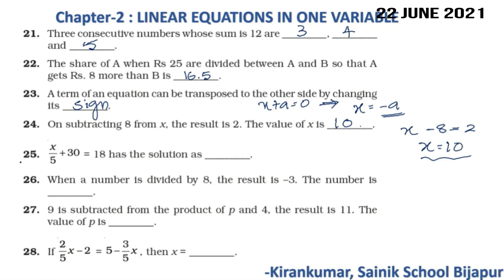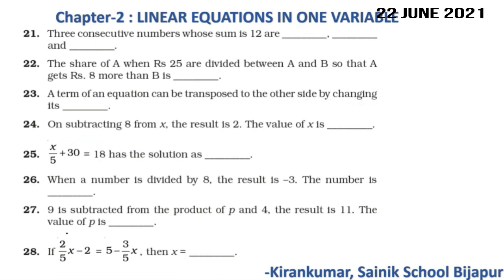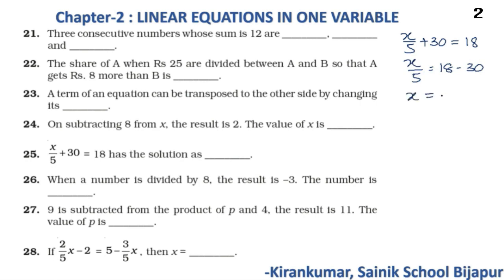Question 25 is an equation which has to be solved. Let's solve it. I'll rewrite the equation here. It's x by 5 plus 30 equal to 18. So x by 5 will be equal to 18 minus 30, which is negative 12. So x will become equal to negative 12 multiplied by 5. This is by cross multiplication. The value of x will be negative 60.